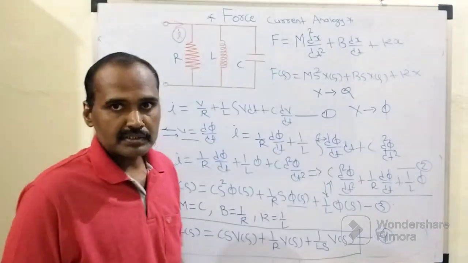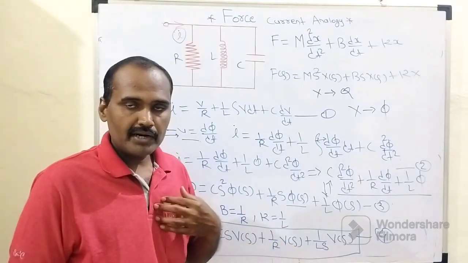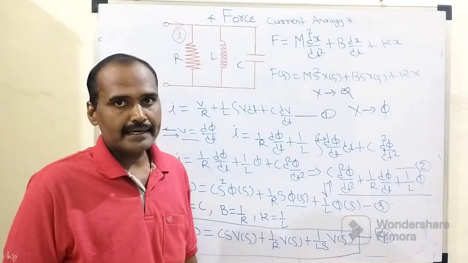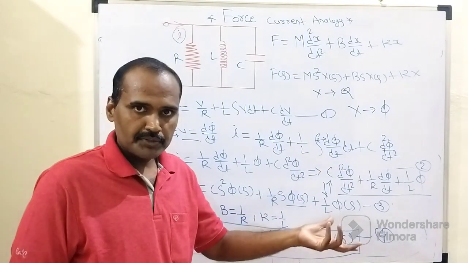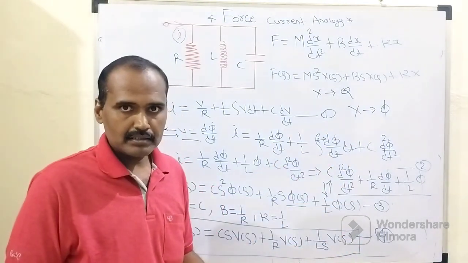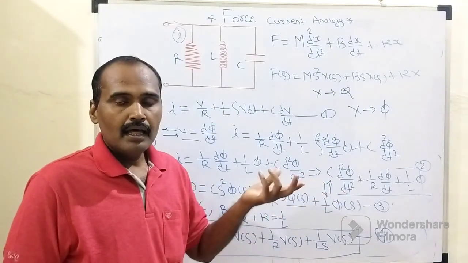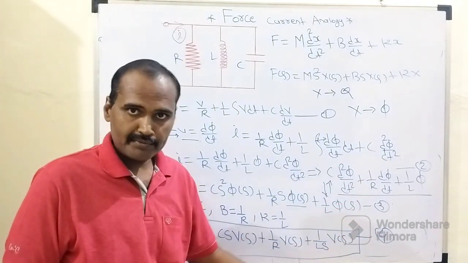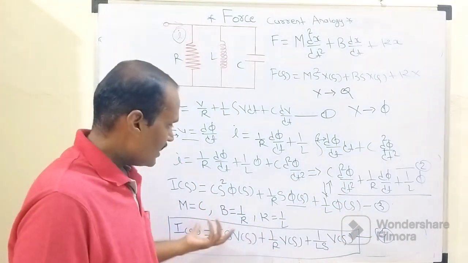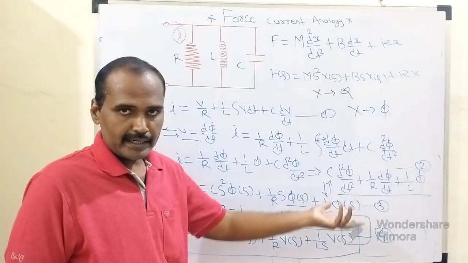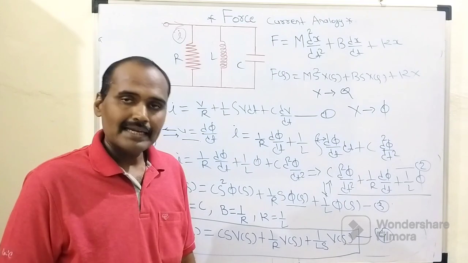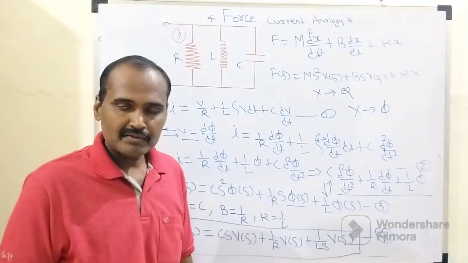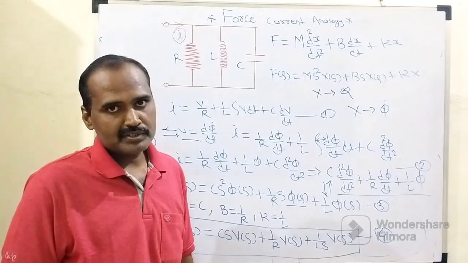The application of this force current analogy is whenever we are required to convert the given mechanical system into the equivalent electrical system. Most of the time in university question papers we have one mechanical system, and the objective is to draw the force voltage analogous circuit as well as the force current analogous circuit for that given mechanical system. At that time, with the help of these analogous terms, we can convert this mechanical system into an electrical system. So this is all about the two analogous techniques: force voltage and force current.